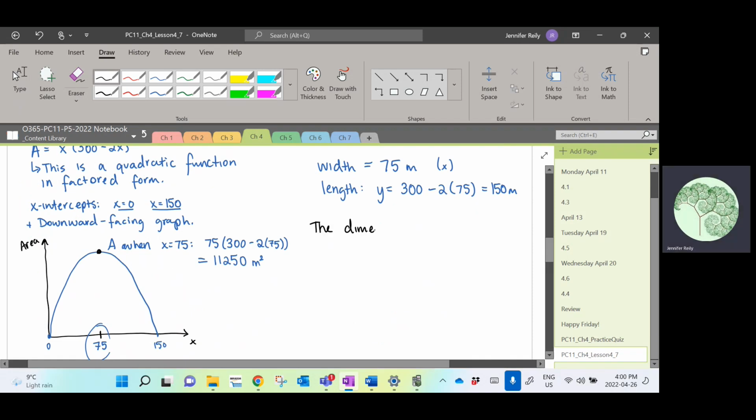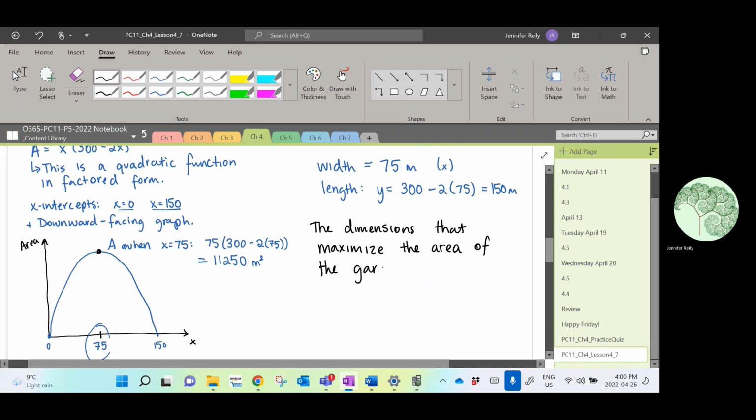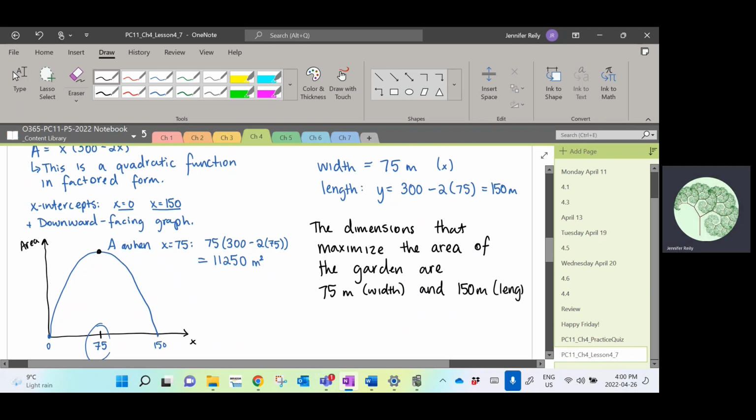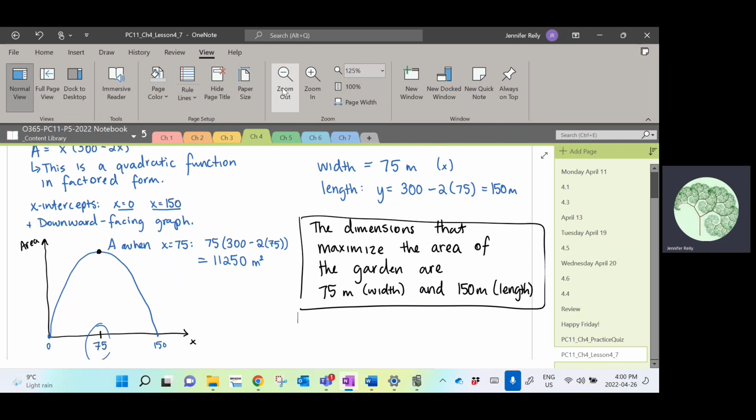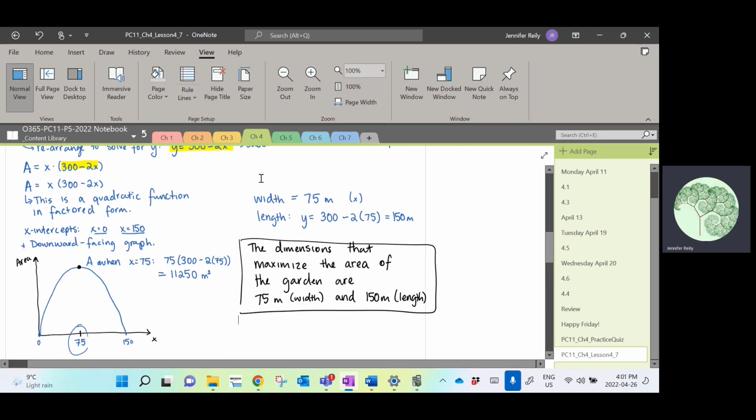The dimensions that maximize the area of the garden are 75 meters, and I'll put in brackets, that's the width as labeled in our diagram, and 150 meters, and I'll put in brackets, length. Okay. Any other size you make your garden, you're going to have a smaller garden than that. That would be the best possible way to make your garden.